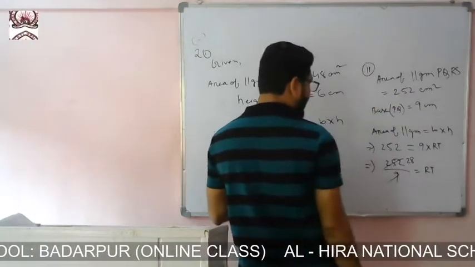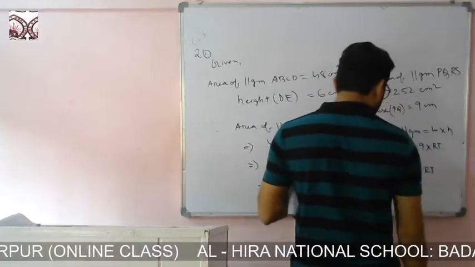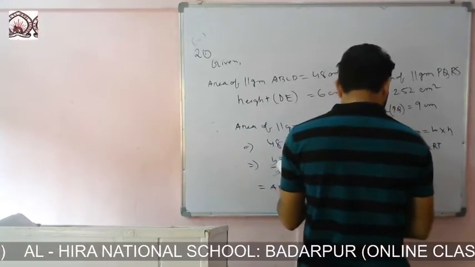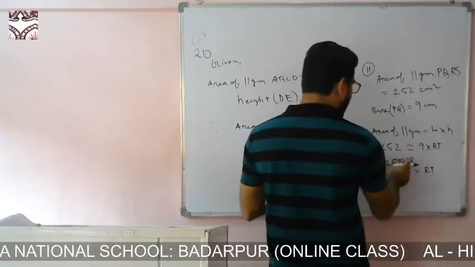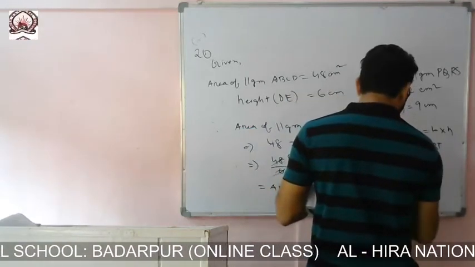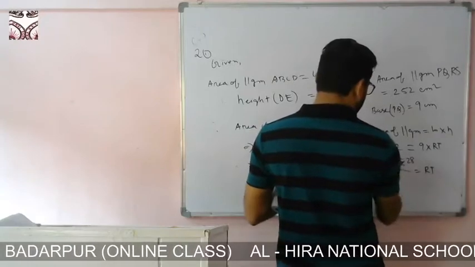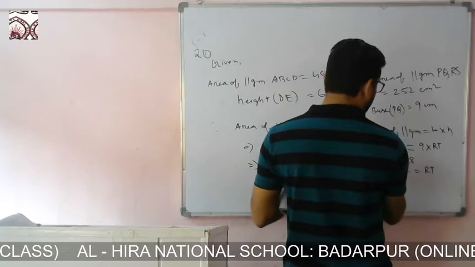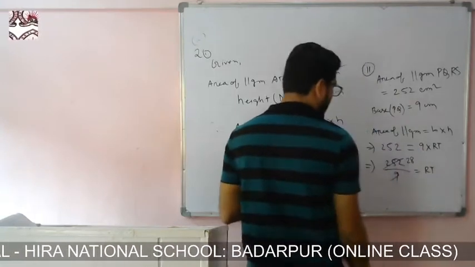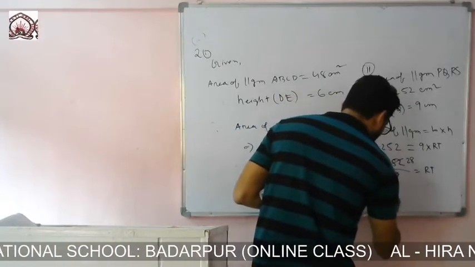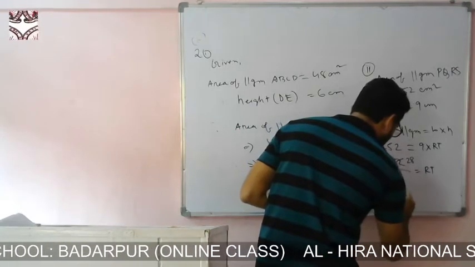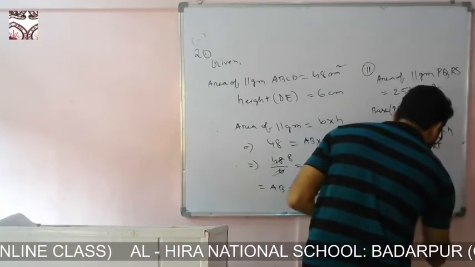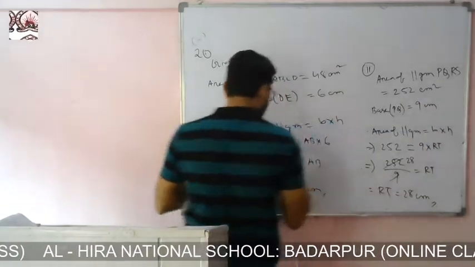2 9s are 18. And 3 9s are 27. So 2 9s are 18, so you'll get 7 here. Okay. Then if I bring the 2 down, then it will become 72. So 8 9s are 72. So therefore RT equals to what? 28 centimeter. Okay. Now come to question number 3.